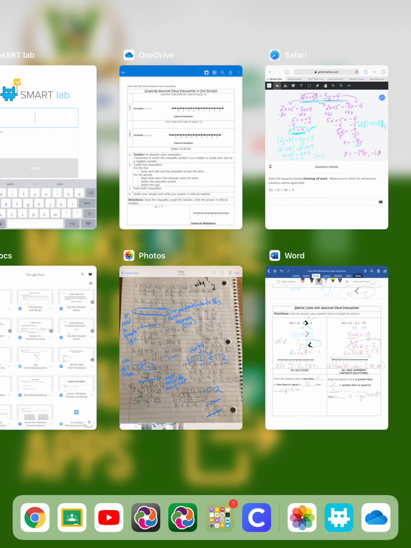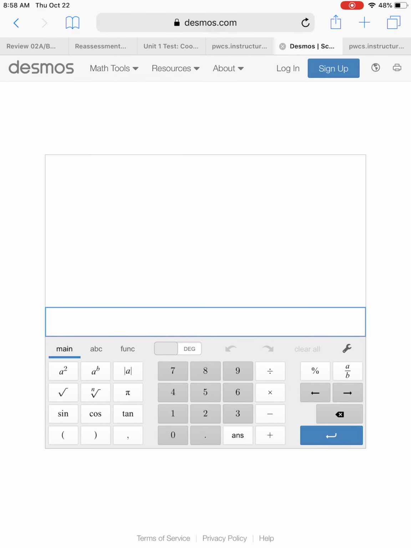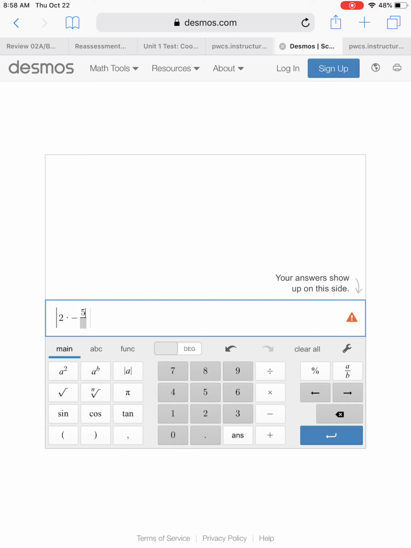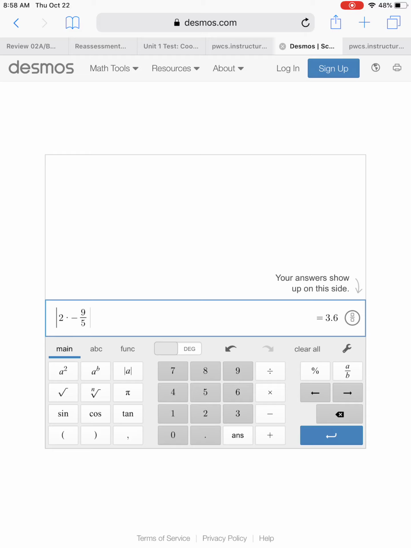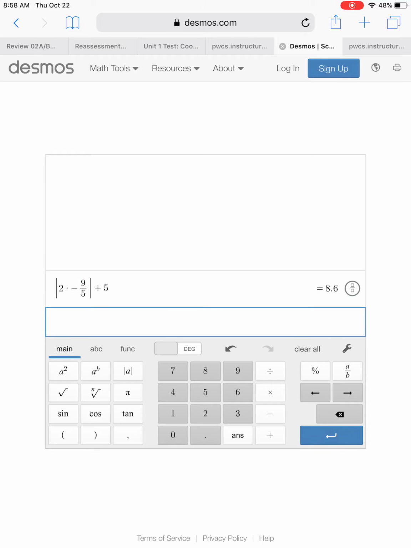So the first side is going to be the absolute value of 2 times negative 9/5 plus 5. Okay, so you do plus 5, and I get 8.6, so I'm going to press enter.